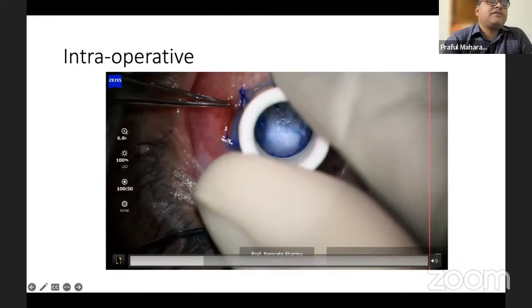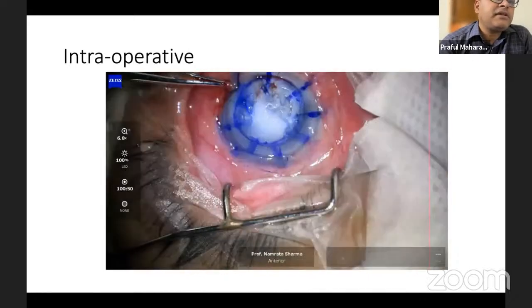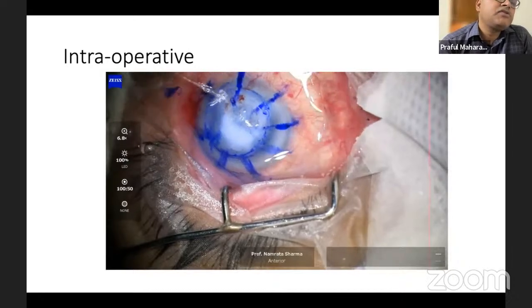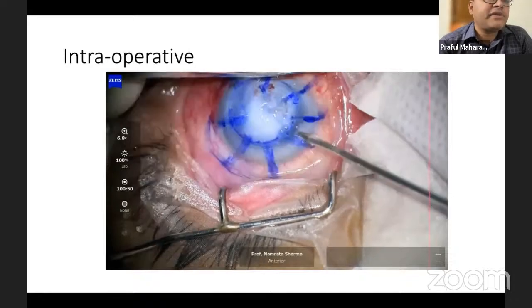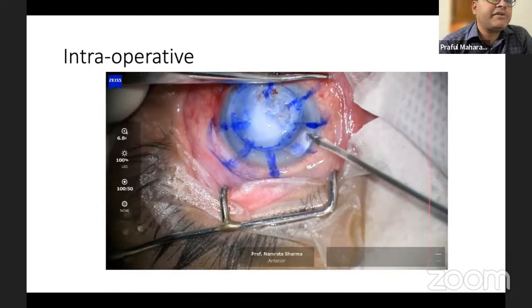So here a partial thickness trephination was done. You can see here. Then you can inject some Healon through the side port so the chamber is formed, and then you can take either a 15-degree knife or an MVR knife and make a full thickness entry here. As you can see, the Healon came out immediately.